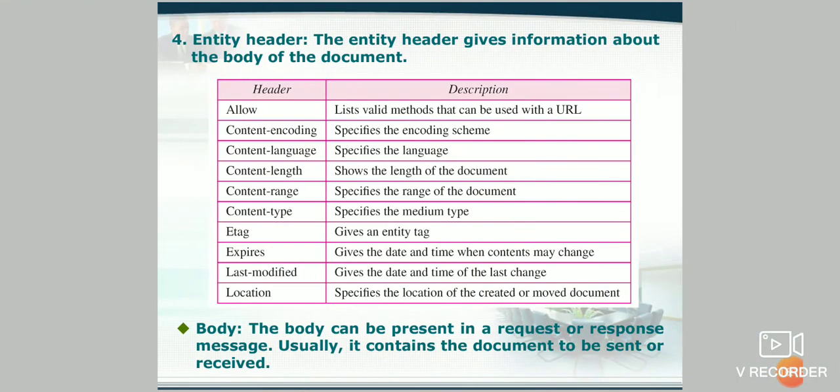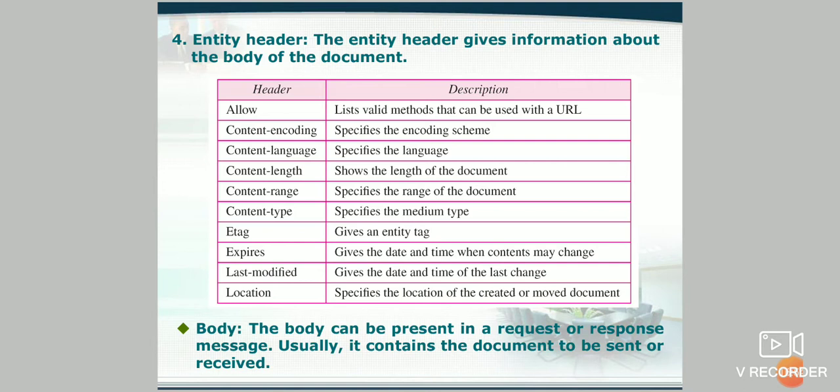Next is the entity header. The entity header gives information about the body of the document, so it can be used in both the request and response messages. So general header, request header and entity header are all three used in the request messages, whereas in case of the response messages, general header, response header and entity header are used in the response messages.